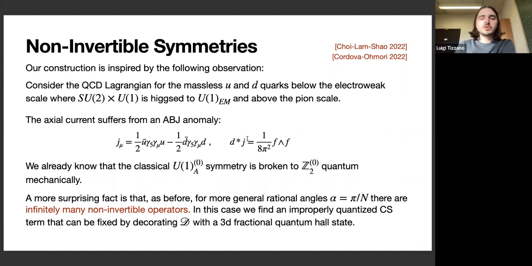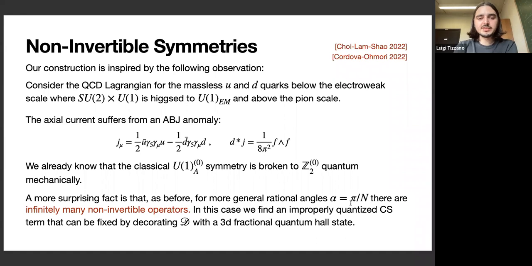But what was discovered by these authors that is more surprising is that if you set a general rational angle equal to pi over n, you can again find infinitely many non-invertible operators, again starting from the anomalous U(1)_A symmetry. In this case, instead of an improperly quantized BF theory, what you find is an improperly quantized Chern-Simons term that can be fixed by decorating the defect D with a fractional quantum Hall state, which is a Chern-Simons theory coupled to some other auxiliary field in such a way that you can fix the non-gauge invariance. So the construction is philosophically extremely similar.